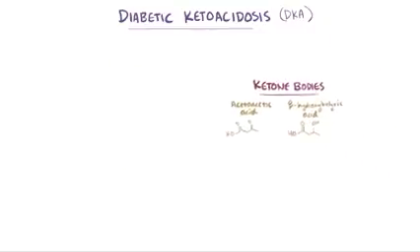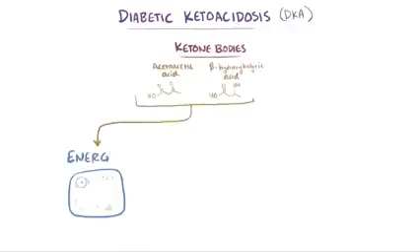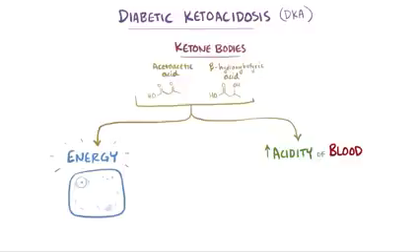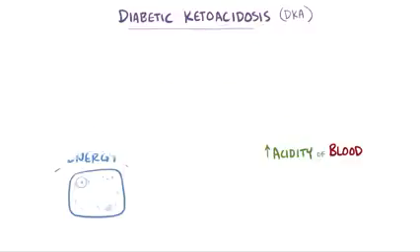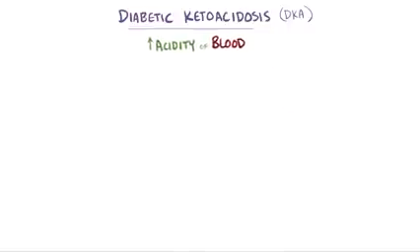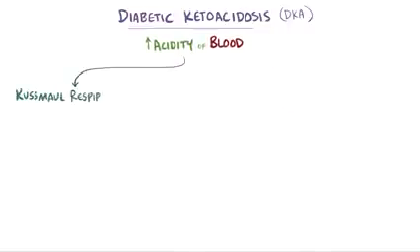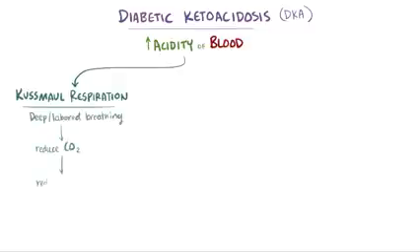These ketone bodies are important because they can be used by cells for energy, but they also increase the acidity of the blood, which is why it's called ketoacidosis. And the blood becoming really acidic can have major effects throughout the body. Individuals can develop Kussmaul respiration, which is a deep and labored breathing as the body tries to move carbon dioxide out of the blood, in an effort to reduce its acidity.